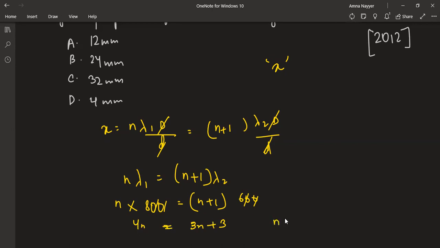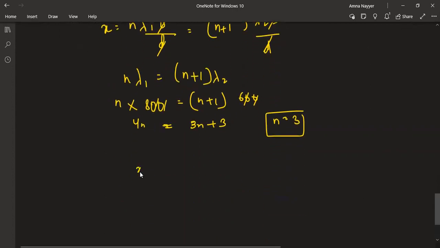So n will become equal to 1 is equal to 3. No? So 3. N is 3. Now you have the value of n. So calculation of x is not difficult now. X will be 3 lambda 1 by small d. So 3 into capital D will be 1.4.